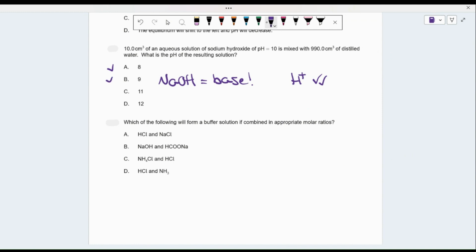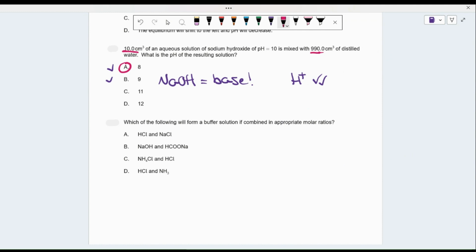Now it is a difference of 2 units here between these two numbers. Twofold increase. We have 10 to 100 to 1,000. And yeah, it's okay to round up to 1,000. 2 units, so that will be 8, from 10 to 8.